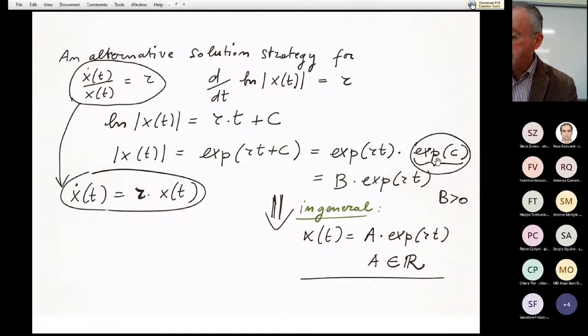So this is another alternative way to solve the problem. Regard the time growth rate as the derivative of the log. Solve, so you don't have the solution, you have the log of the solution, okay? Compute the exponential of, and you have the solution.